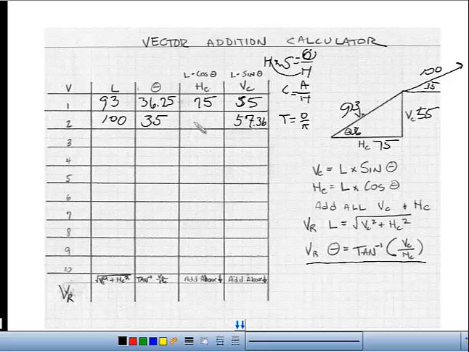The horizontal component, using cosine, right? The horizontal component's adjacent to the angle. Multiply hypotenuse times the cosine, you'll get adjacent. Should come up with about 81.92.